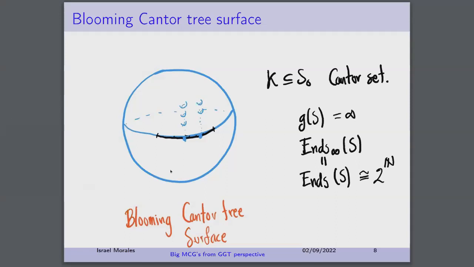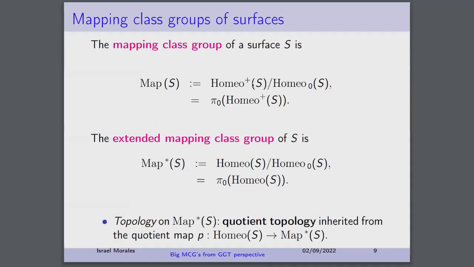Now we are in a position to define the mapping class group of a surface. Here, Homeo plus of S denotes the group of all homeomorphisms of S to itself which preserve the orientation of the surface. Naturally, this group is a topological group with the compact-open topology. If we denote by Homeo 0 of S the path connected component of the identity in Homeo plus, then Homeo 0 is a normal closed subgroup of Homeo plus. Hence, the mapping class group of a surface S, in general finite or infinite type, is defined as the quotient of Homeo plus modulo Homeo 0.